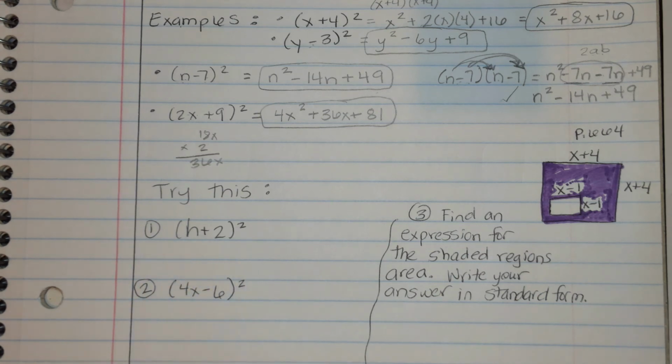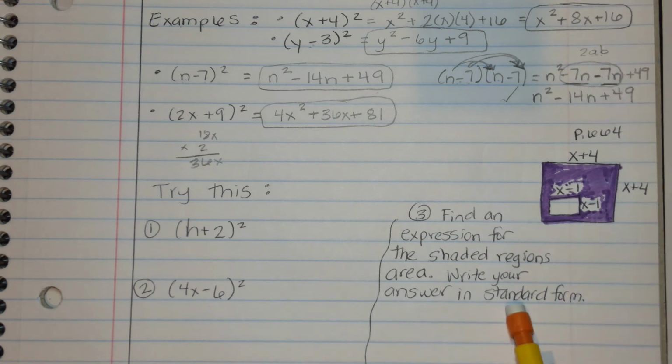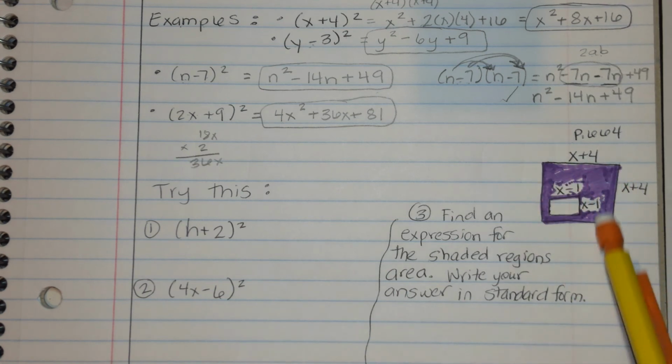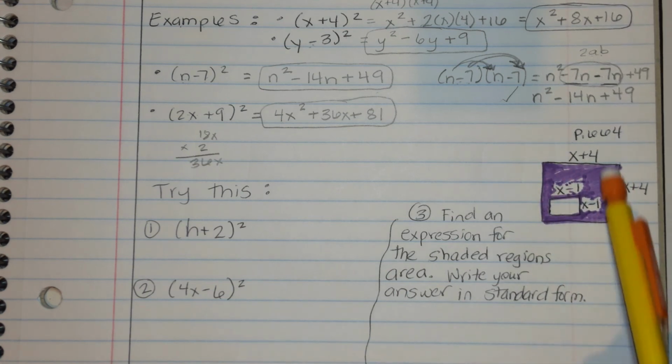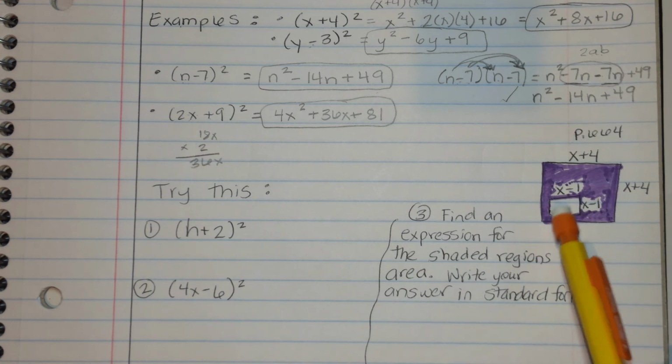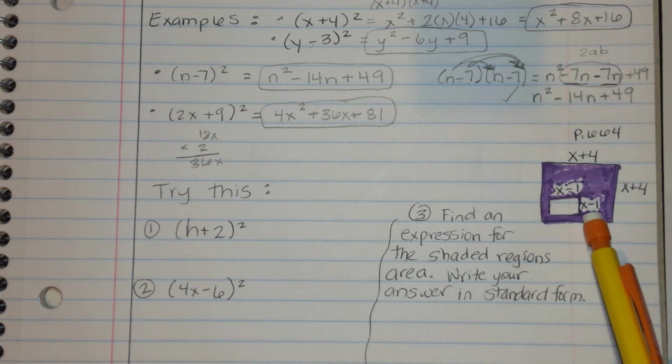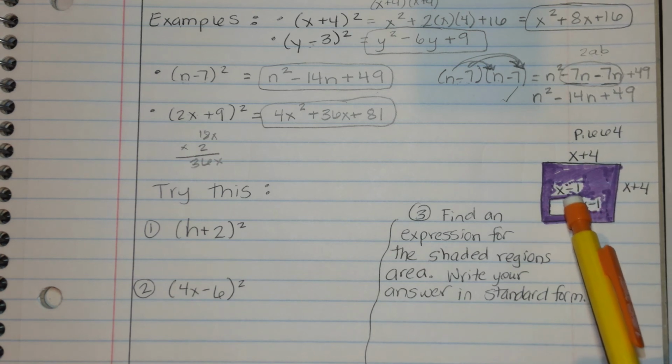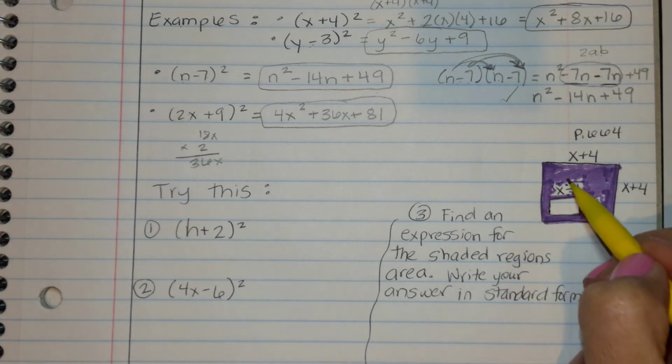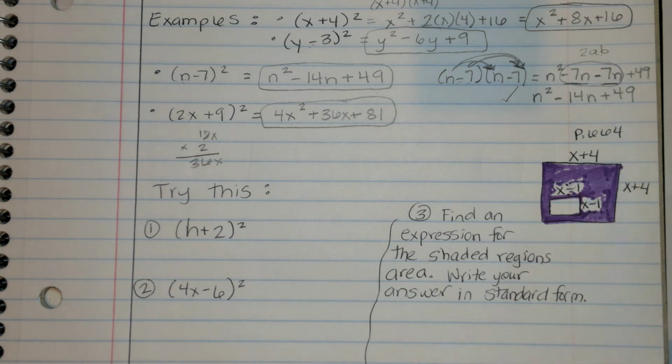Follow the shortcut. Number 3, I thought we should do kind of a real life application problem. Find an expression for the shaded region, or the shaded region's area. Write your answer in standard form. Standard form just means x squared and then the x and then the number, the constant. So we have one side of this square is x plus 4 by x plus 4. I had a hard time drawing in here. It's an x minus 1 and an x minus 1. So notice it's x minus 1 and x minus 1. This part should really be shaded, but if I shaded it, you wouldn't be able to read it.